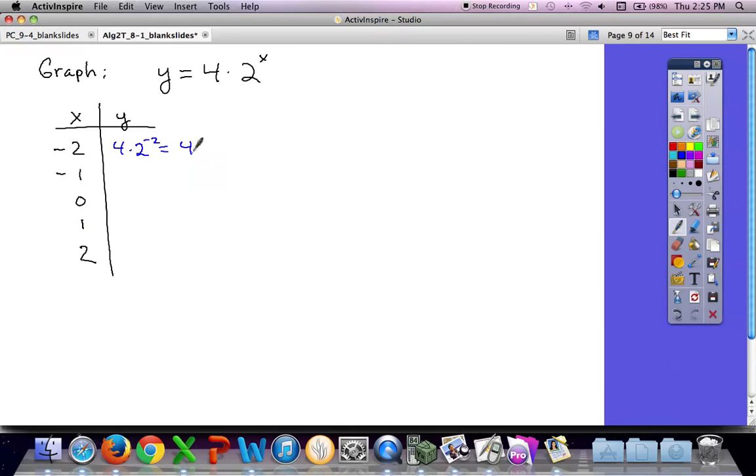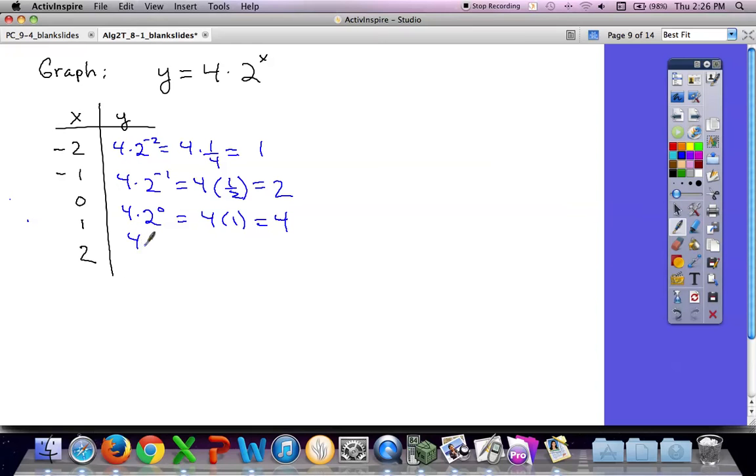That is 4 times 1/4, which is 1. See that? 2 to the -2 is like 1 over 2 squared. That's 1/4. 4 times 2 to the -1 is 4 times 1/2, which is 2. 4 times 2 to the 0 is 4 times anything to the 0 power, which is 1. So that's 4.